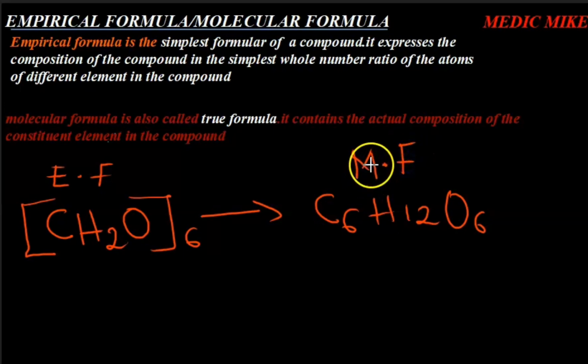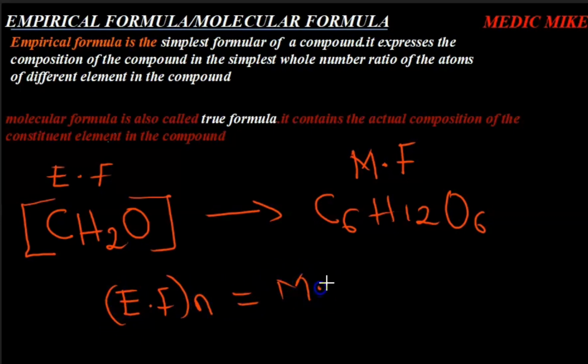Now with this, I want us to establish a common relationship between our empirical formula and our molecular formula. (EF)n = molecular formula. Also put this in brackets, where n here is representing the simple whole number ratio by which the atoms of your EF, which is the empirical formula, are multiplied to give you your molecular formula.